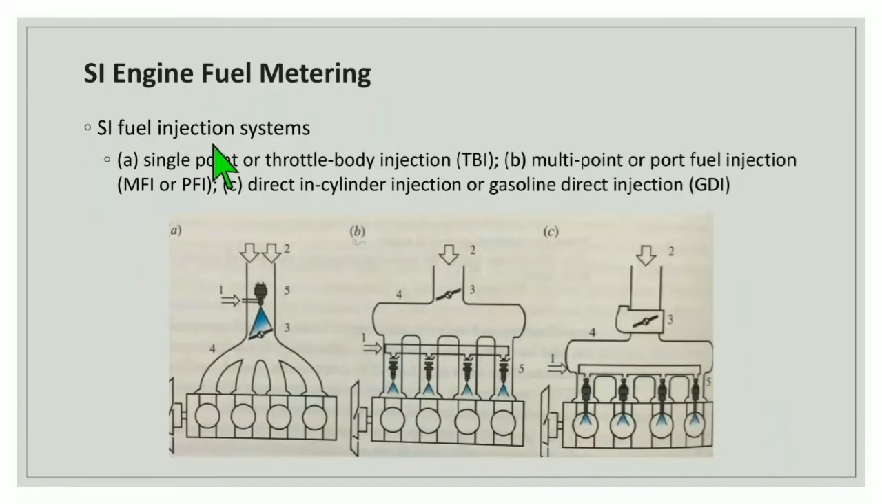SI fuel injection systems. Number A: single point or throttle body injection, TBI. This is the figure for TBI. Number B: multi-point or port fuel injection, MFI or PFI. This one. And number C, the last one, direct in-cylinder injection or gasoline direct injection, GDI. And this one is for GDI.